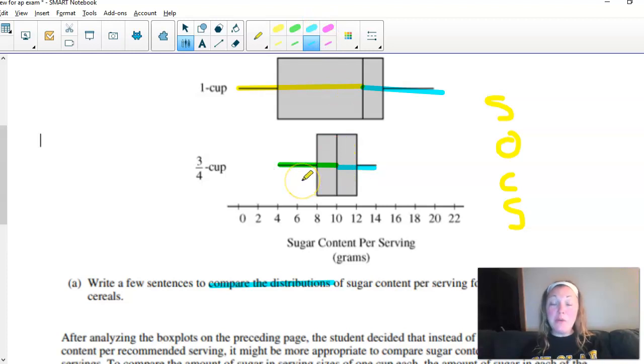Okay. So again, you would need to talk about this in context. The 1 cup is skewed left. The 3/4 cup is more symmetric. There are no outliers in either of the distributions. The center for the 1 cup, that median right there, that's what you're going to use because they give you the box plot. The median is greater than the median for the 3/4 cup. Notice I use the word greater when we compare. The IQR, the spread, for the 1 cup is greater than the spread for the 3/4 cup. Addressing SOCS, you're not using bullet points. You're talking about it in context with comparison words.